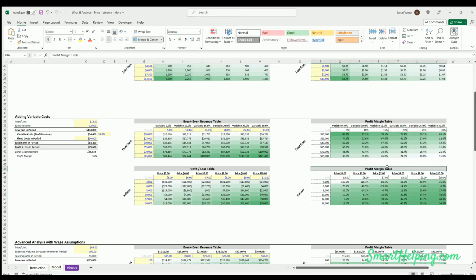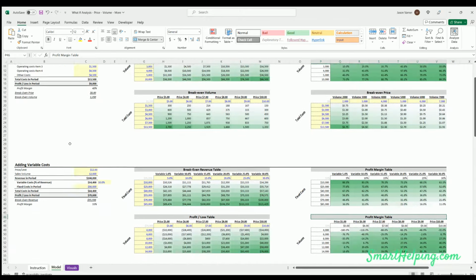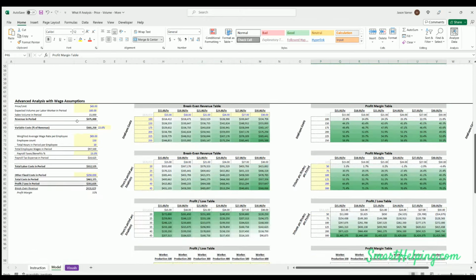Profit margin table, same thing as the top, but now we're isolating price and volume instead of variable costs and fixed costs. So at different prices and volumes, what's our profit margin? Okay, so those are the two basic tables. It gets a little bit more complicated now.